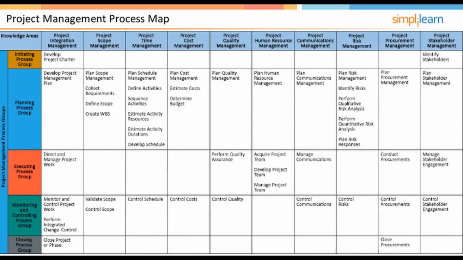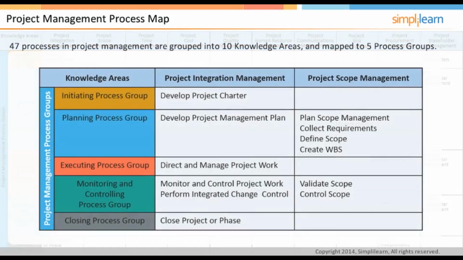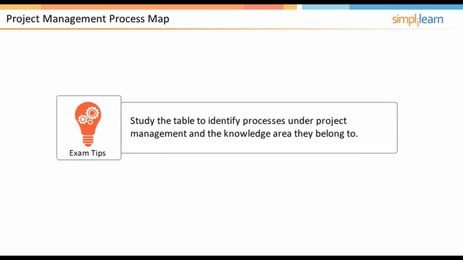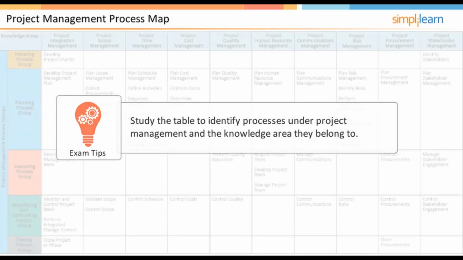Given on the screen is the list of the 47 project management processes, 10 knowledge areas, and 5 process groups. The table shows how each of them is interrelated. You can see that the project integration management processes can be mapped back to all 5 process groups, while project scope management processes are mapped back to only planning and monitoring process group. Study the table to identify processes under project management and the knowledge area they belong to.